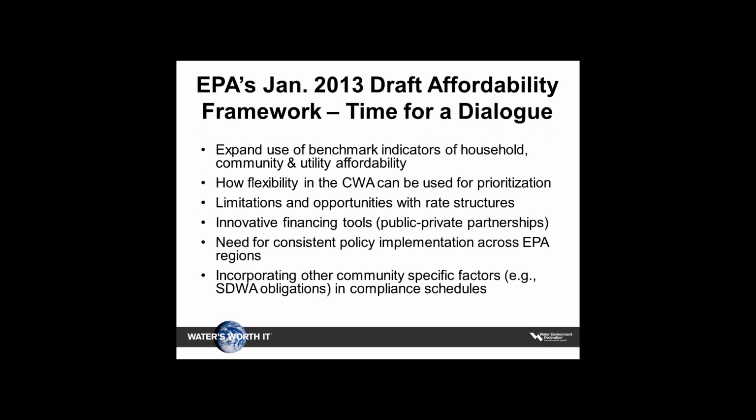So out of this dialogue on integrated planning, and after the framework was released, EPA in January of this year released a draft affordability framework, and they said, you know what, we need to have a discussion about affordability. These were the key elements in that framework: expanding the use of the benchmark indicators, looking at the flexibility in the Clean Water Act and how you would prioritize the projects that you finance. What are the limitations and opportunities with rate structures?